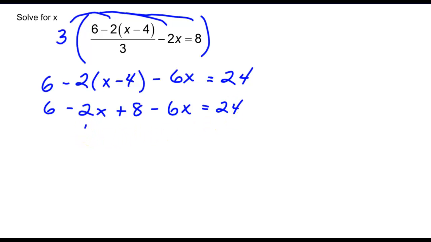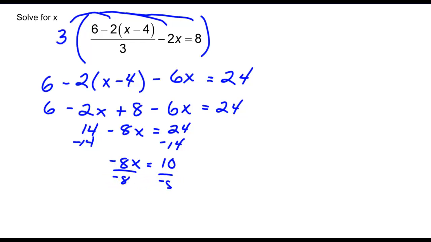Combine like terms, I have 14 minus 8x equals 24. Isolate the variable terms, subtracting 14 to both sides, giving me negative 8x equals 10. Divide by the coefficient, and x is equivalent to negative 5/4.